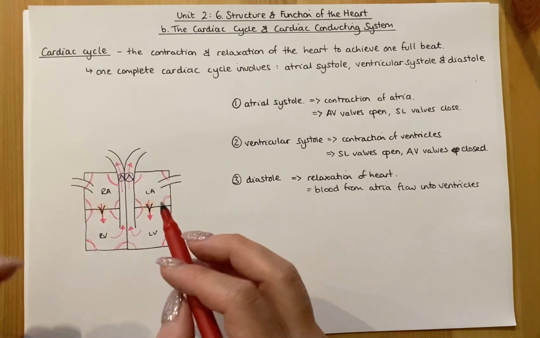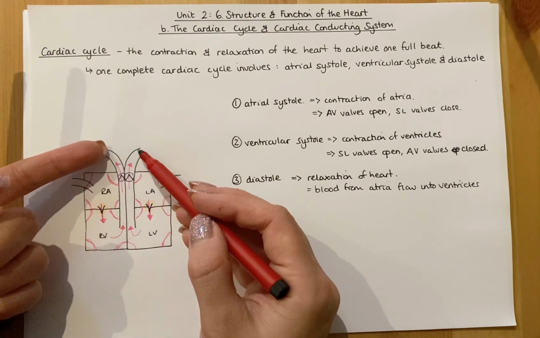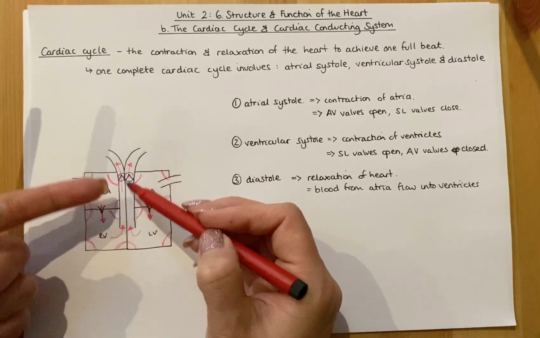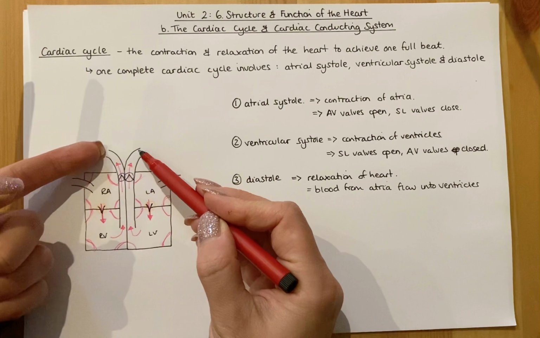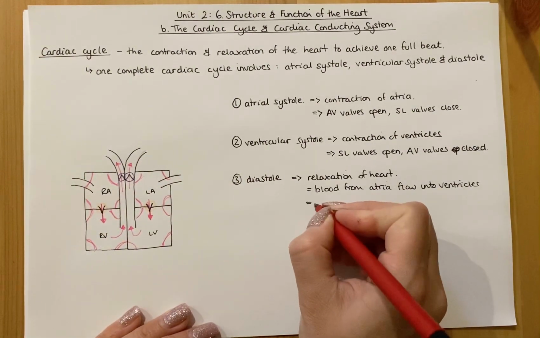What happens when the heart is relaxing is that the pressure in those arteries will try to force blood back down, again due to gravity as well, and due to high pressure up here. So these SL valves would need to be closed at this point.